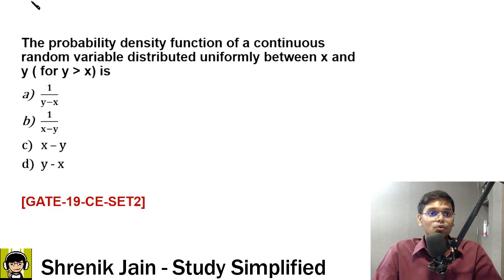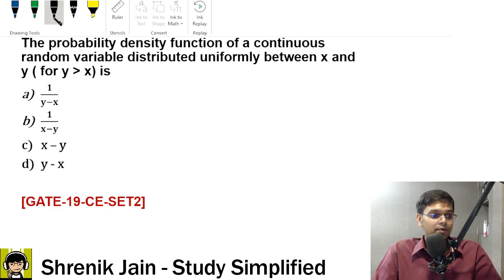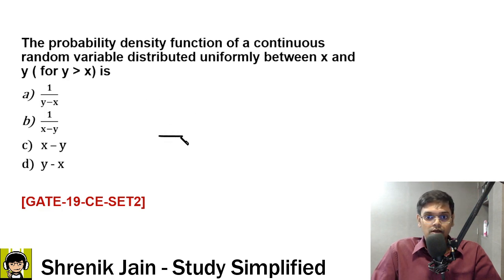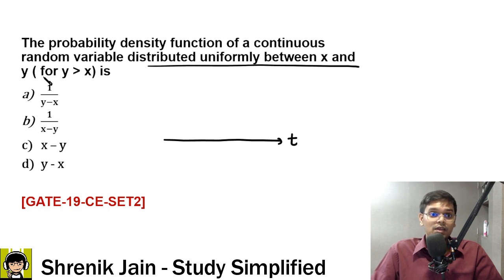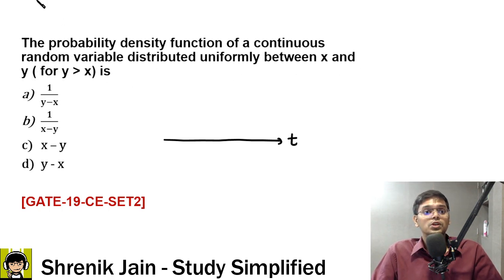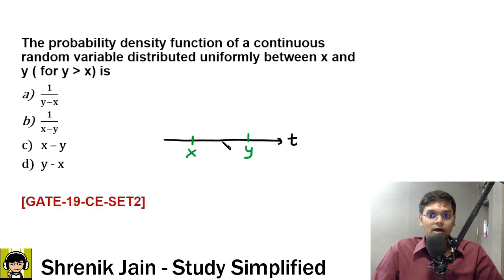The best part is you guys are thinking x and y are variables. No, x and y are not variables. Check it out. The variable is, let us say, t. They are saying the variable t is uniformly distributed between x and y. So x here, y here. These are the points where the function is uniformly distributed. So f of t would be 1 by y minus x.